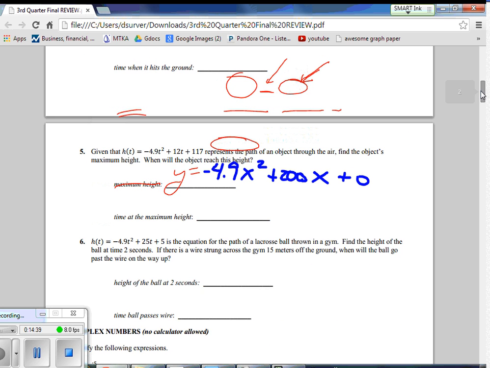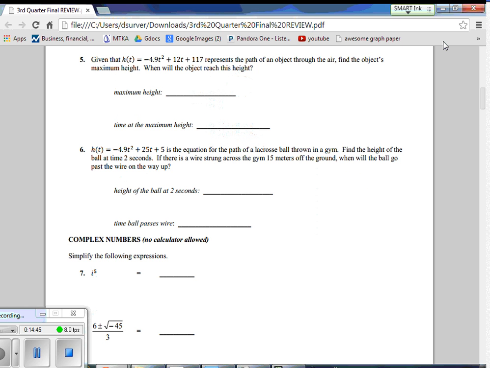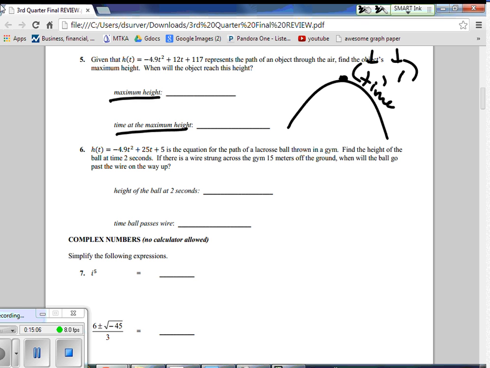Let's go down and talk about 5 and 6 for a second. I'm going to clear the ink here. So if I take this and I want its maximum height, that's just another one of those graph it, find the max. And then the time at the maximum height, that's the other part of the max. So when you get that top part right here, you're given two things, the x and the y, and one of them's the time, and the other one's the height. And remember to label them.